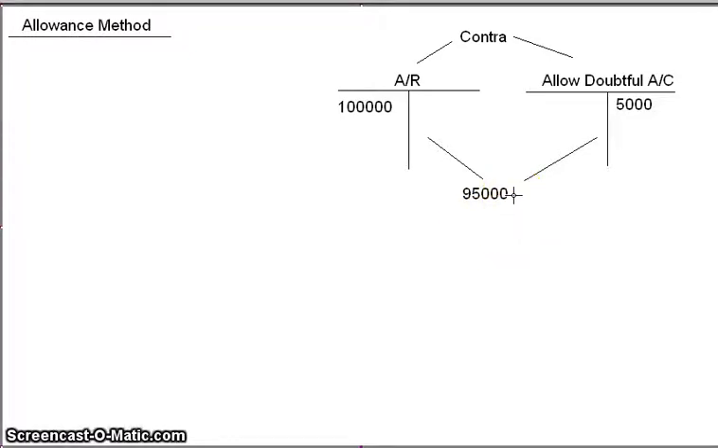Now that you have a grand overview on how this works, let's get into the allowance method a little bit. I'm going to leave that here for now just in case I decide to use it later. With the allowance method, there are 2 different ways you can calculate the amount you're going to use in this allowance for doubtful accounts. The first method we're going to use is called the income statement method.